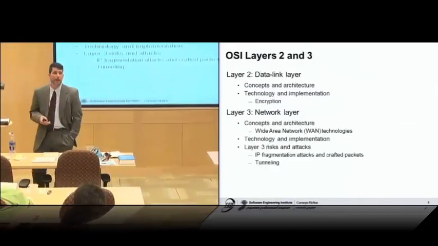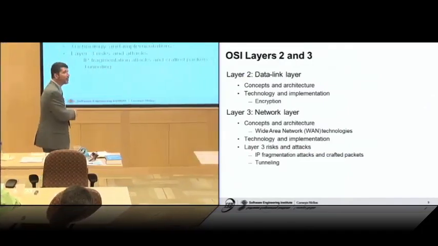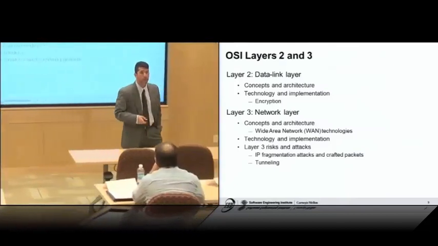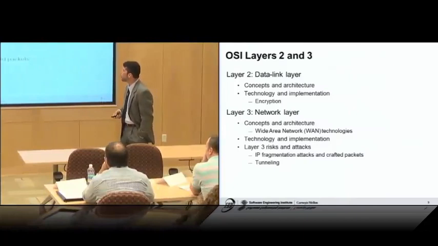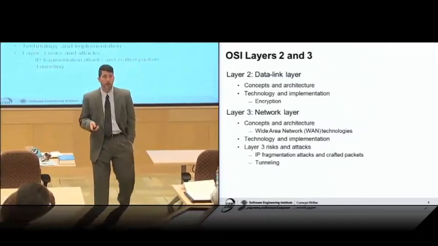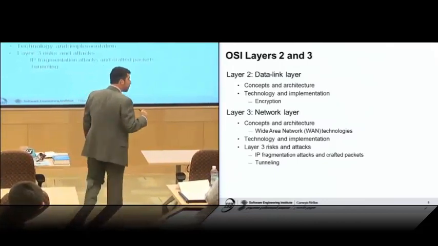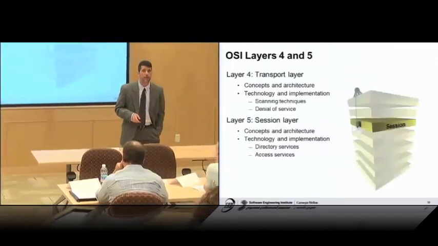Layer 2, the data link layer. Most of our implementation, we're going to be talking about encryption. That's the name of the game for today's state of Layer 2. Layer 3, we're going to look at the WAN. We're going to look at risks and attacks from IP fragmentation and crafted packets. And we're going to talk about tunneling as a way to attenuate those risks.